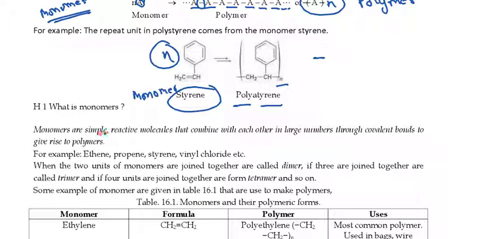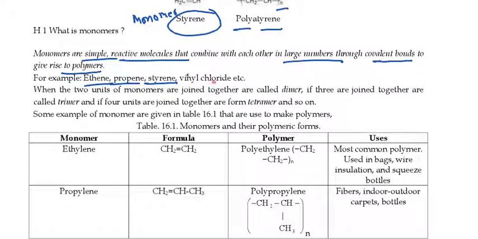Now find the monomer. A monomer is a simple reactive molecule which can combine with each other in large numbers, even thousands, attached together with the help of covalent bonds to give rise to one polymer. For example, ethene allows the formation of polyethene, propene allows the formation of polypropene, styrene forms polystyrene, and vinyl chloride forms polyvinyl chloride, in short called PVC.